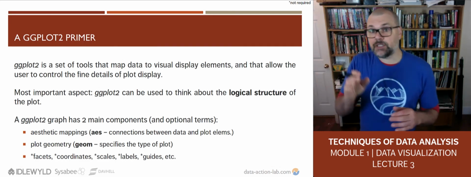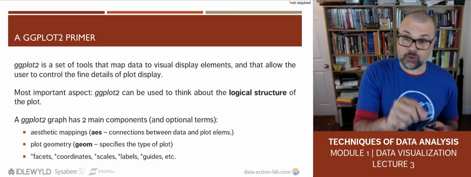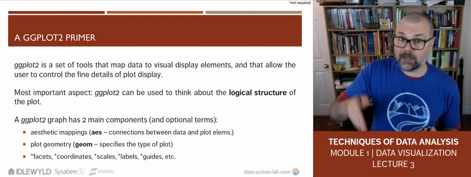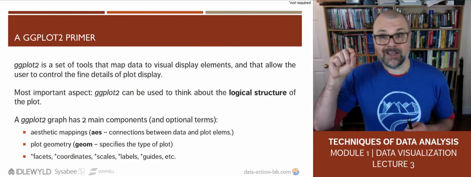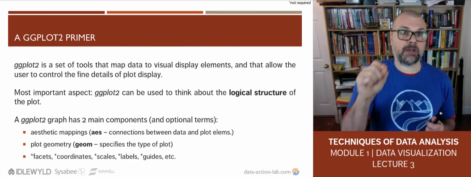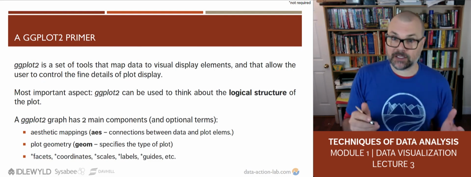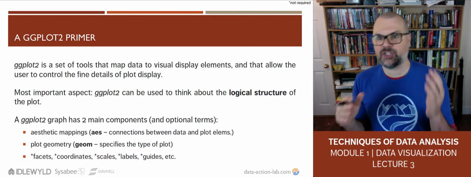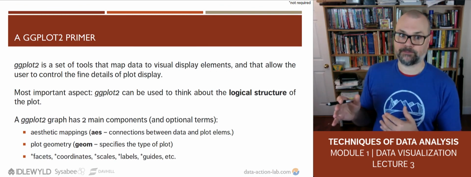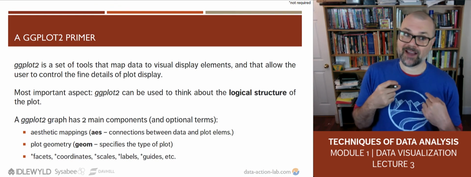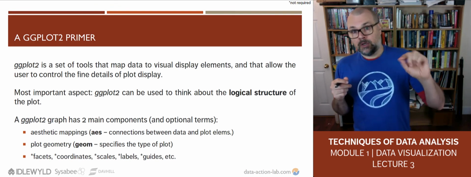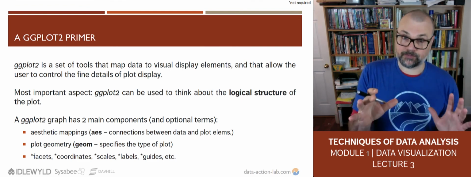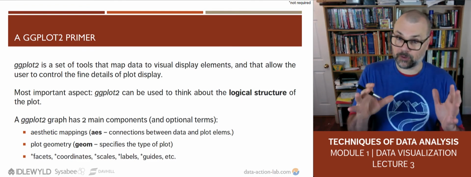What's neat about ggplot2 is that it allows you to directly map data columns in your data set to specific visual display elements, like the size of a marker, the shape of a marker, the color of a marker, the position of a marker, and so forth. And you have access to a bunch of dials, basically, that allow you to fine-tune how the chart looks.